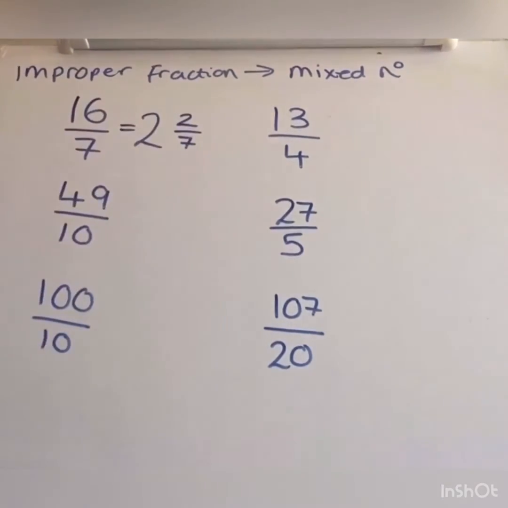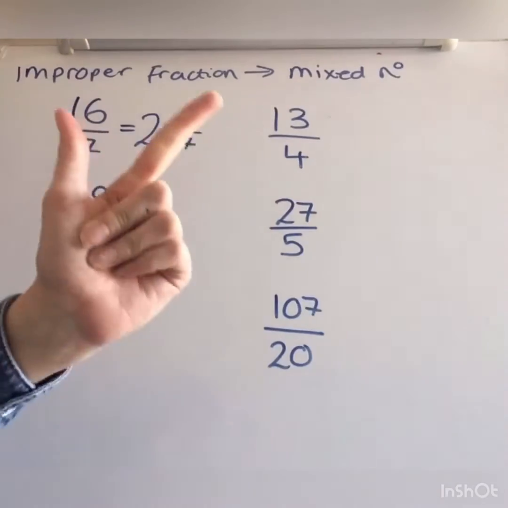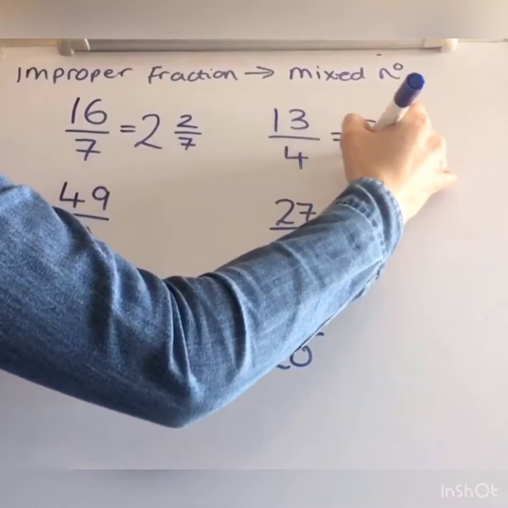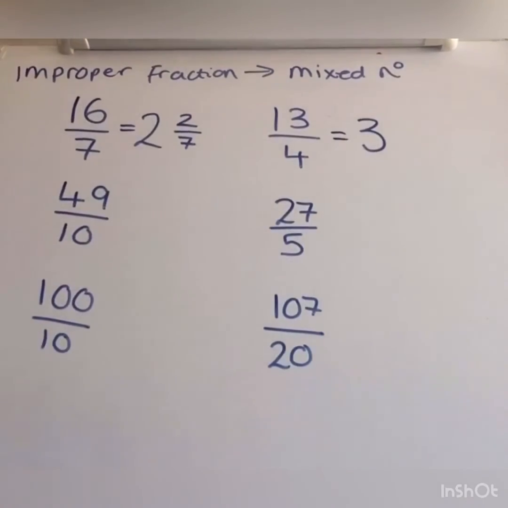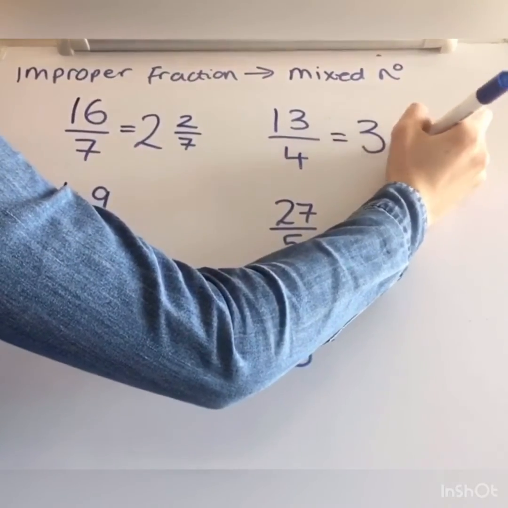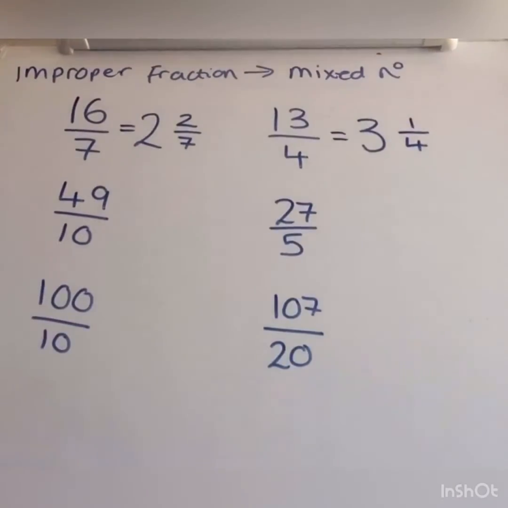So let's try this one here. How many 4s go into 13? So we have 4, 8, 12. So it goes in 3 times. Now if we're at 12 and we actually had 13, it means we have a remainder of 1. So that remainder goes back over the denominator of 4. So that's the same as 3 1/4.